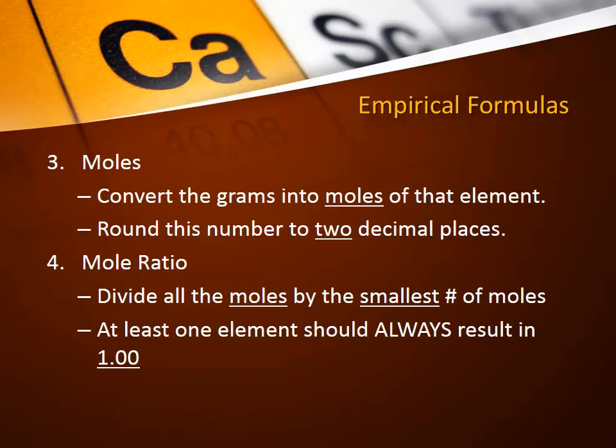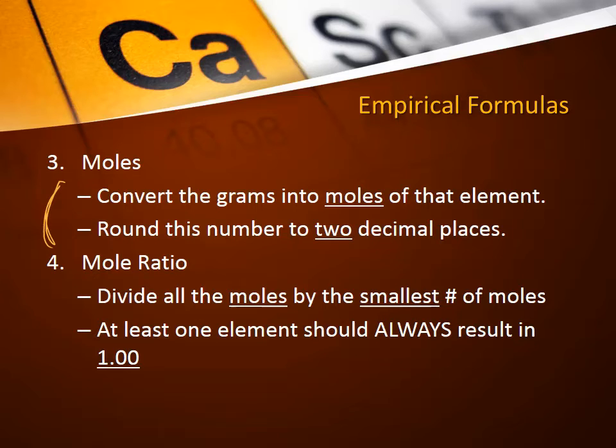Thirdly, moles. Convert those amount of grams that we have into moles of that element. And then round that number, I normally choose about 2 decimal places. Because next we do our mole ratio. We divide all the moles that we just obtained in this section by the smallest number of moles.